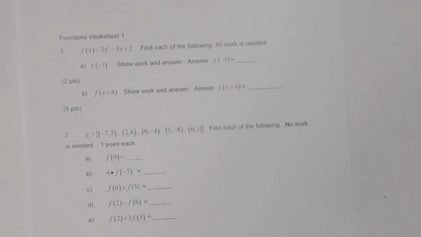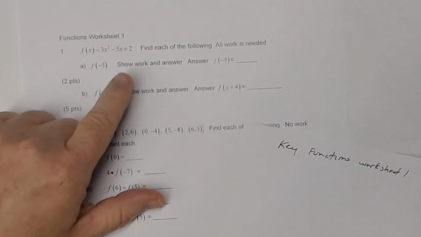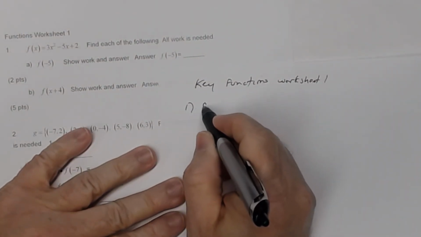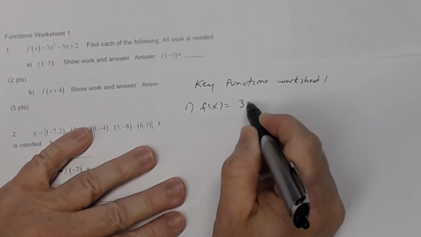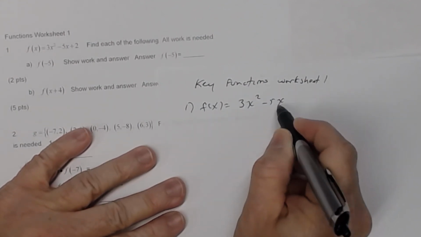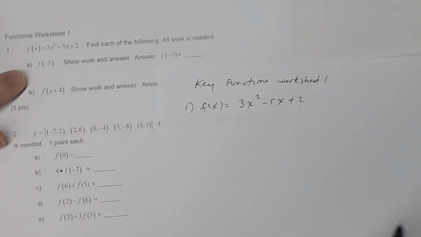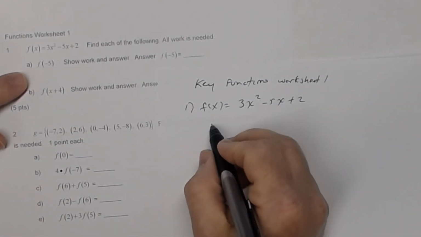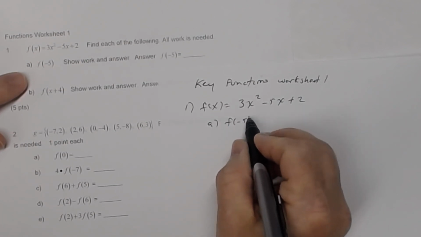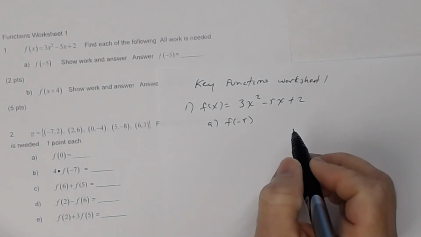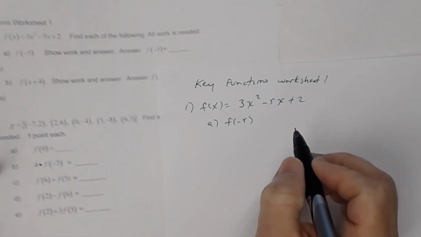All right, so this is the key to functions worksheet 1. So number 1, you had this quadratic function. Let me go ahead and write this. Here's number 1. It was f of x equals 3x squared minus 5x plus 2. And in part A, you want to find f of negative 5. Now notice it says show work, so you have to make sure you show the work for both those problems.